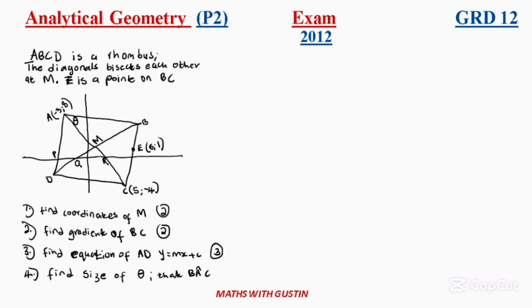Alright guys, I've got a question here just to illustrate some of the key concepts when it comes to analytical geometry. This question is from a past paper from 2012. I know you guys don't go as far back as 2012 or 2010, but I think it really carries key concepts, especially the last question, because I know most of my learners struggle with it.